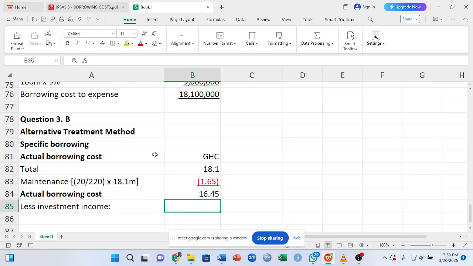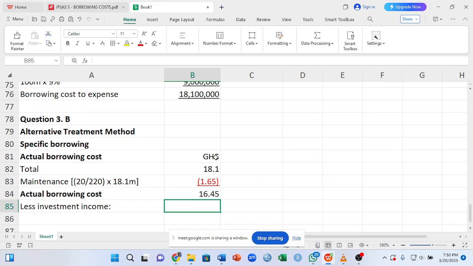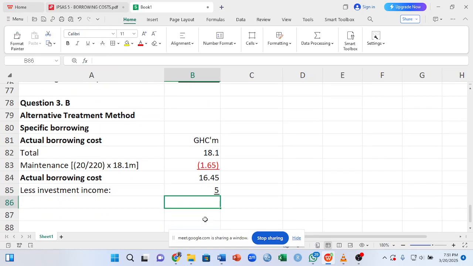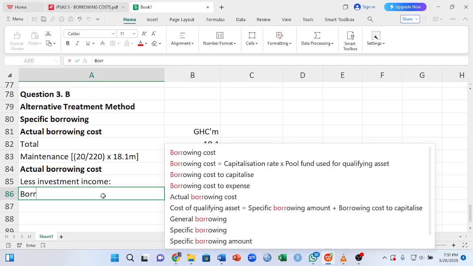Then we'll less the investment income. The amount for the investment income was 5 million. So it is 5 over here. When we subtract 5 from this, what do we get? 11.45. So this will be the borrowing cost to capitalize.